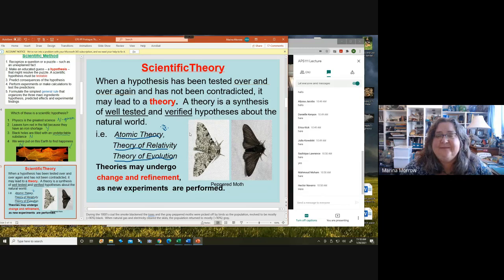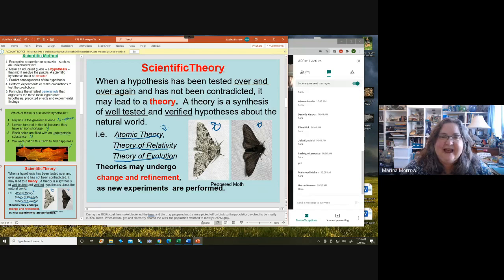Anyway, so one of the accidental experiments had to do with something called the peppered moth. The peppered moth was a moth that lives in England. And most of the time, about 90% of them are this gray color, and maybe 5 to 10% of them are this black color.